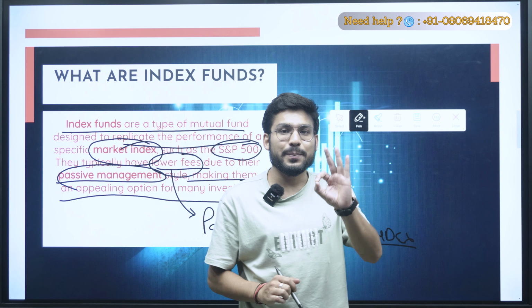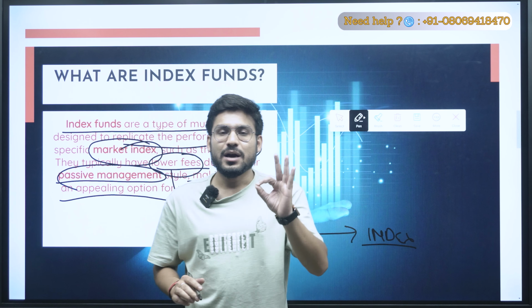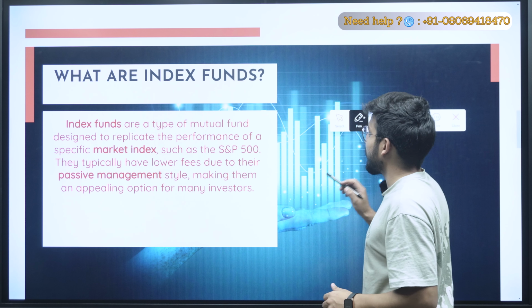So it can be an appealing option for many investors. Why? Because of the investors who don't want to take that much risk with the market, with the index, because in an index there will be so many stocks which will be impacted by the volatility. So that is why it can be a good option for those who don't want to take that much risk, right? Okay, so I hope it is clear to you now.